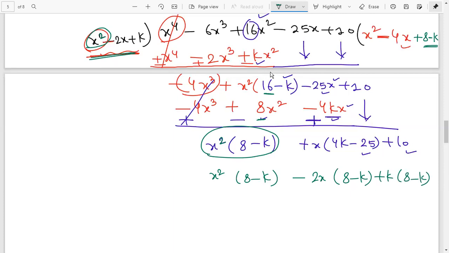Once again, because we'll focus on the first one, 8 minus k was the extra value. Here we have x square. So x square, and here we have x square into 8 minus k. So we'll multiply with 8 minus k. So 8 minus k into x square is x square into 8 minus k, right? 8 minus k will be multiplied with minus 2x also. So we can just write minus 2x in bracket 8 minus k. And one more time, this 8 minus k will multiply with k. So we write k into 8 minus k. I'm going to show this step. This is also very important.